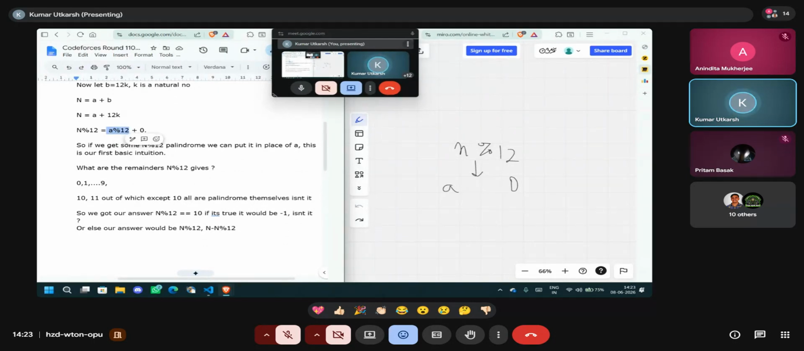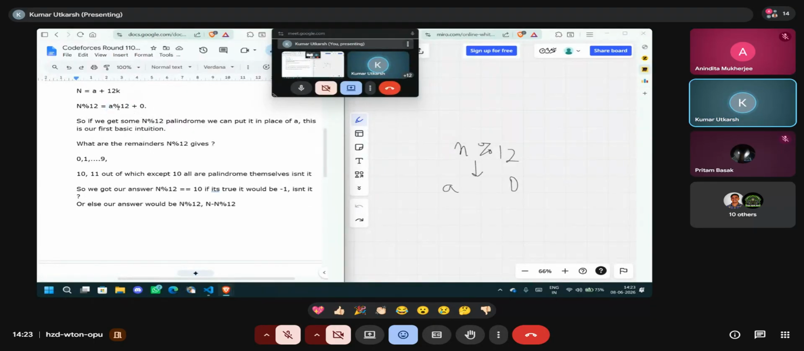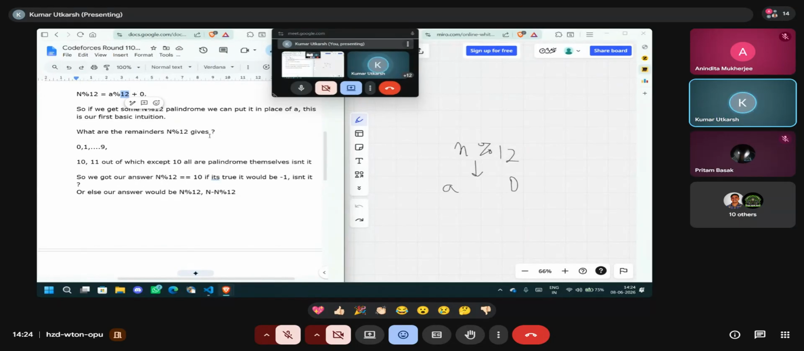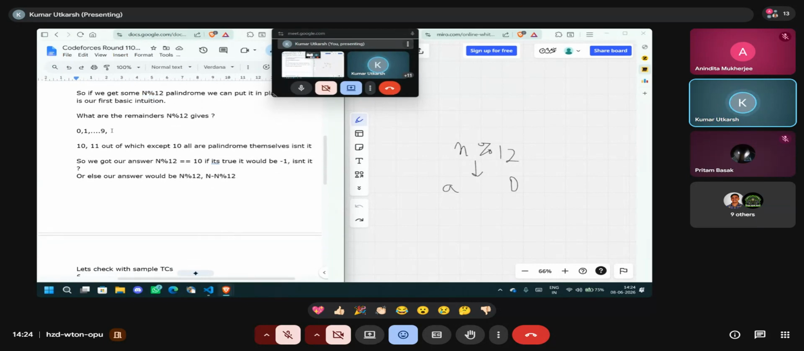So we are not given that we have to increase the palindrome's length or something. Then it would have become a very huge question actually. We are just given n mod 12 is equal to A mod 12. So if we get any A that is less than 12 and is a palindrome, we can always satisfy this, right? By taking n modulo 12, whatever palindrome we can get, we can place it instead of A. And this is our basic first intuition.